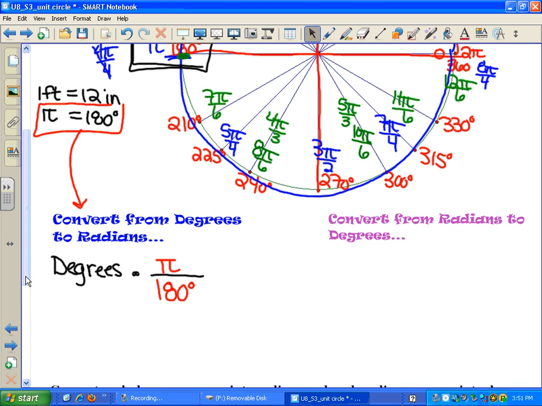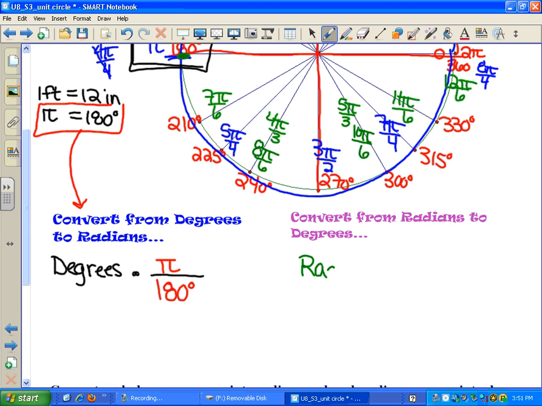If I were to go from radians to degrees, so if I start with radians, I'm going to multiply it by a unit conversion. And since radians are on the top, I want radians on the bottom, which is pi, which means 180 degrees has to go on top.